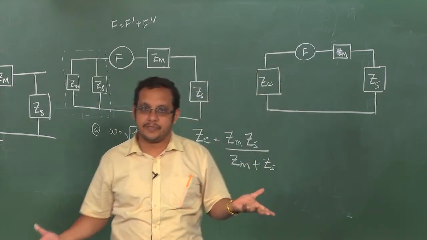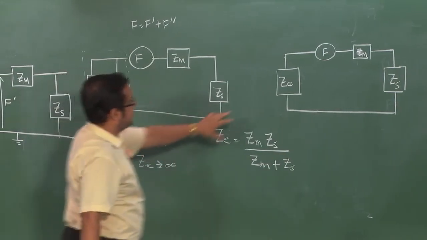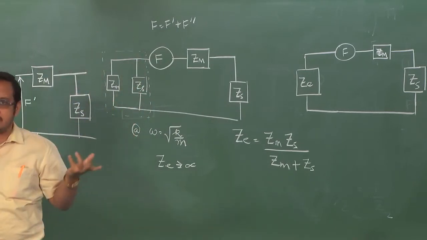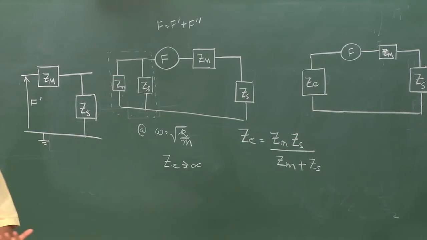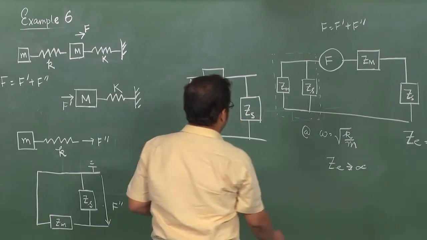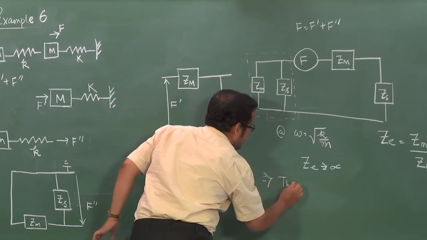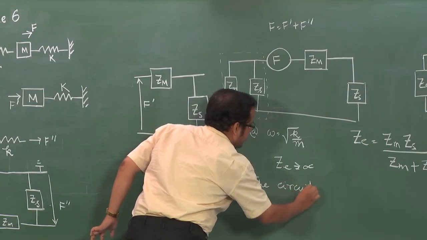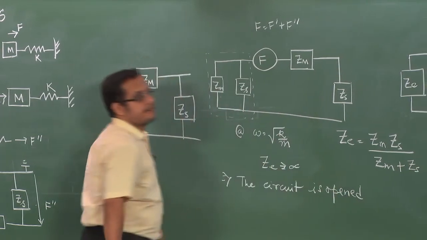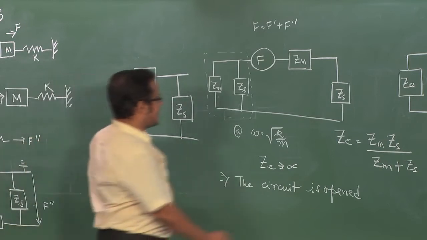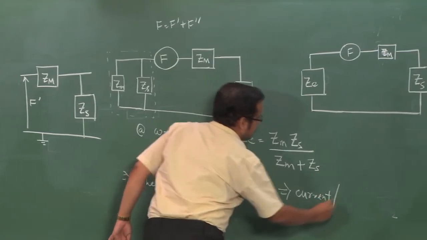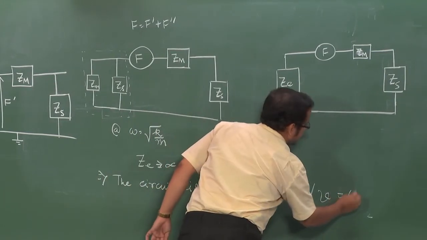Nothing will flow, right. So, at this frequency, one of these impedances, which is Ze, which basically is the effective impedance of this block, the secondary mass and the secondary spring, goes to a very high value, which means that the impedance turns infinite, and this implies the circuit is opened, right, which means that the current, which is V, is equal to 0.